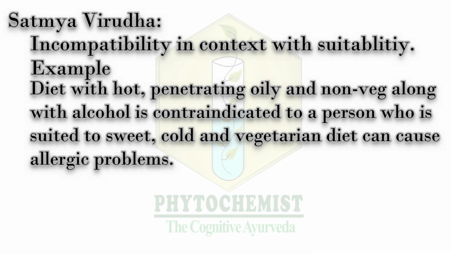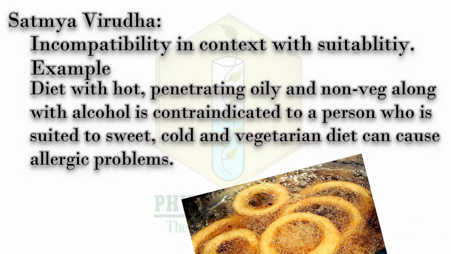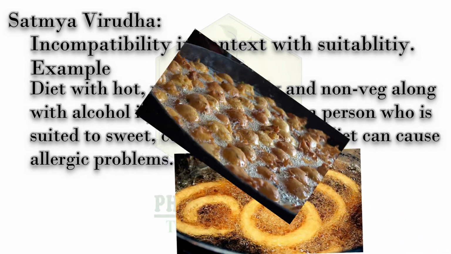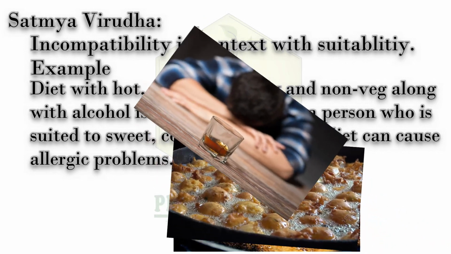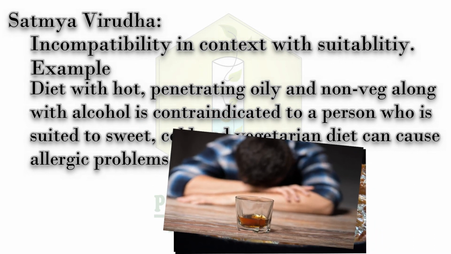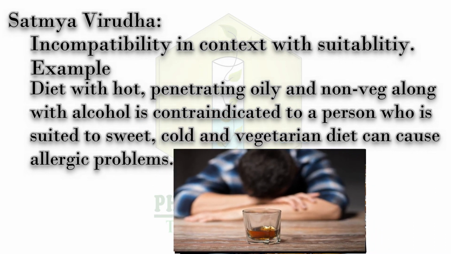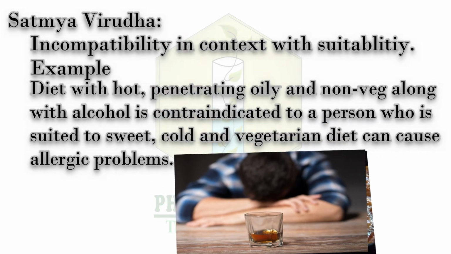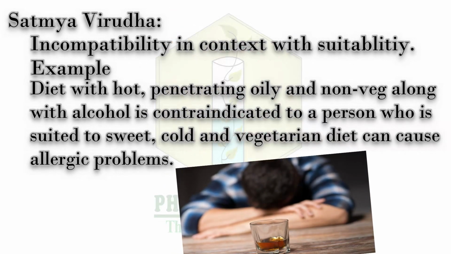Another example is a diet with hot potency, oily, and non-vegetarian articles along with alcohol, which is strictly contraindicated for a person who is suited to a sweet, soft, and vegetarian diet. That is, it may cause allergic disorders to that person.